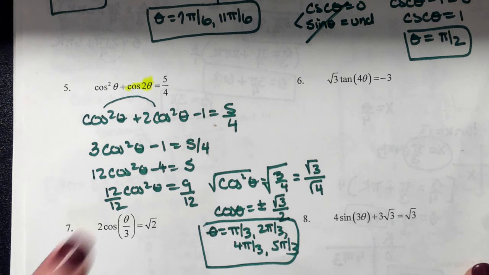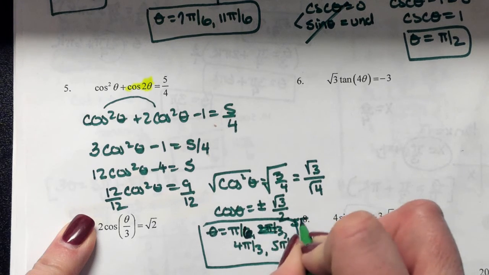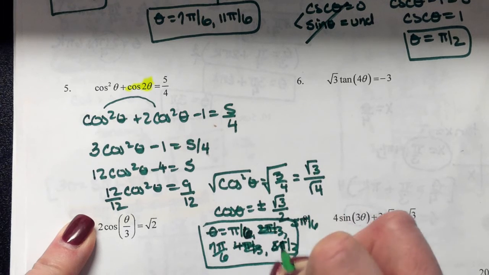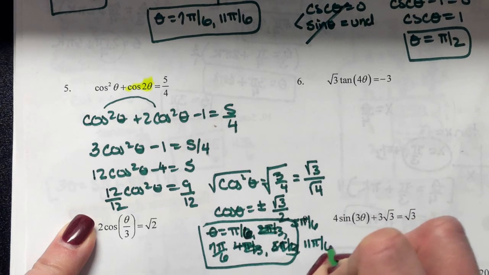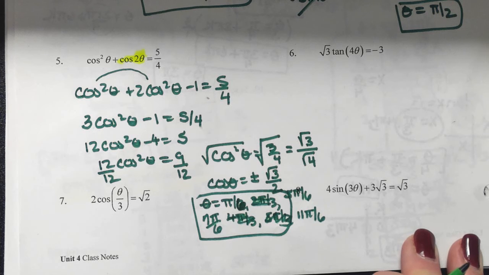Oh no, it should be your pi over 6s. Pi over 6, 5 pi over 6, 7 pi over 6, and 11 pi over 6. Sorry about that. Yeah, your pi over 6s. That's where cosine is equal to square root 3 over 2. So all your pi over 6s: pi over 6, 5 pi over 6, 7 pi over 6, and 11 pi over 6. Any questions on recognizing?